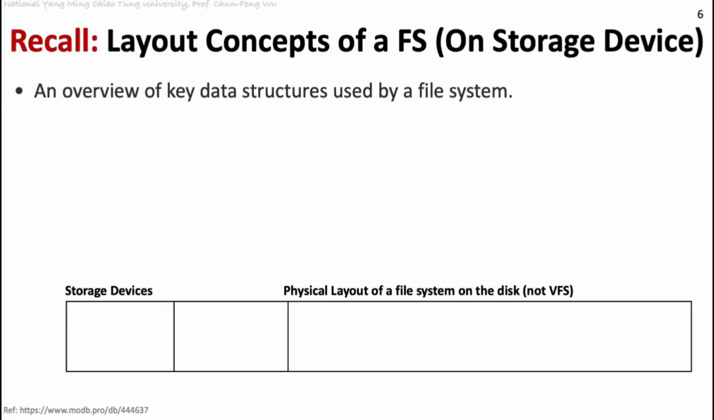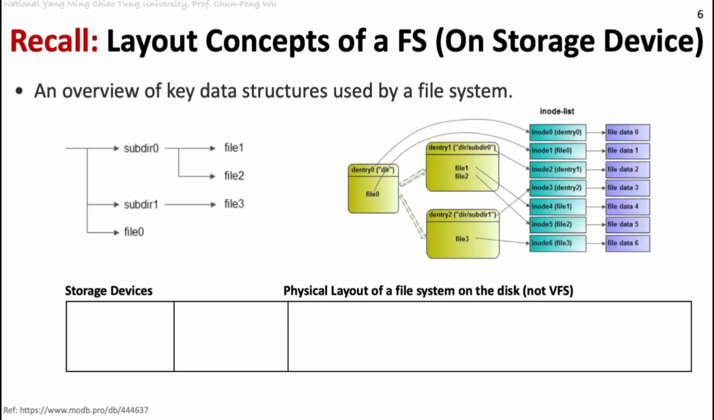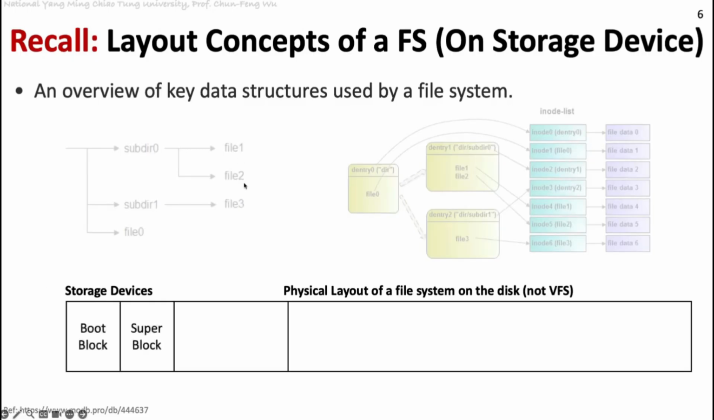So let's move a little bit deeper to the storage device. On the storage device we store the inode, and in addition to the inode, we also store some other information. So this is the directory tree. Here is a subdirectory from root, and at the same level there are subdirectory 1 and then file 0, and inside subdirectory 0 there are also file 1 and file 2. So this directory tree looks complex, right? In the storage device, how do we reflect this kind of directory?